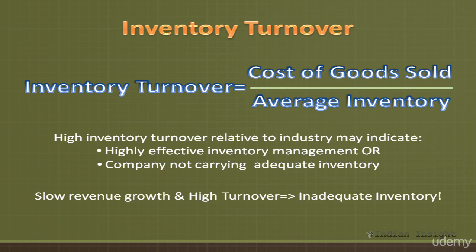A low inventory turnover ratio relative to industry might be an indicator of slow moving inventory, maybe due to technological obsolescence or a change in fashion. In the next video, we'll look at some more activity ratios.